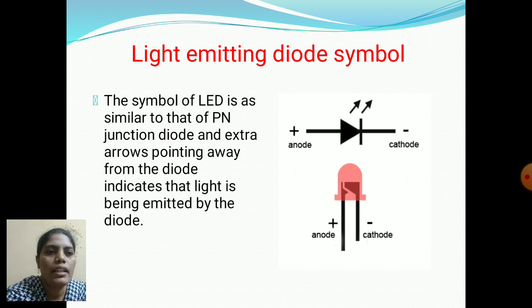As we have seen in the previous slide, when a PN junction diode works in forward bias, it acts like a light emitting diode. In forward bias, we connect the P side to the positive terminal of the battery and the N side of the junction diode to the negative terminal of the battery. That's what we are showing in this symbol.